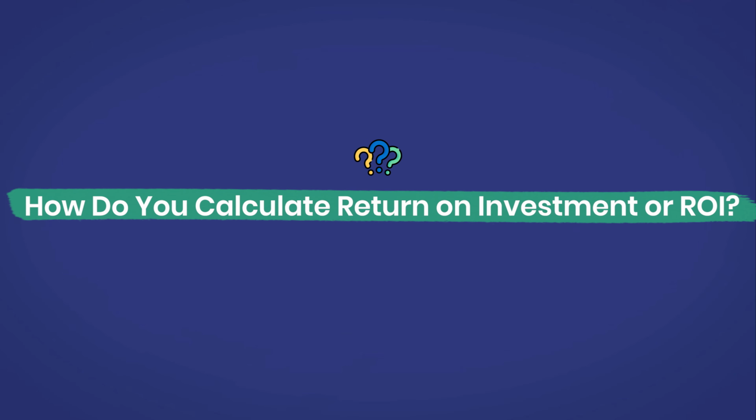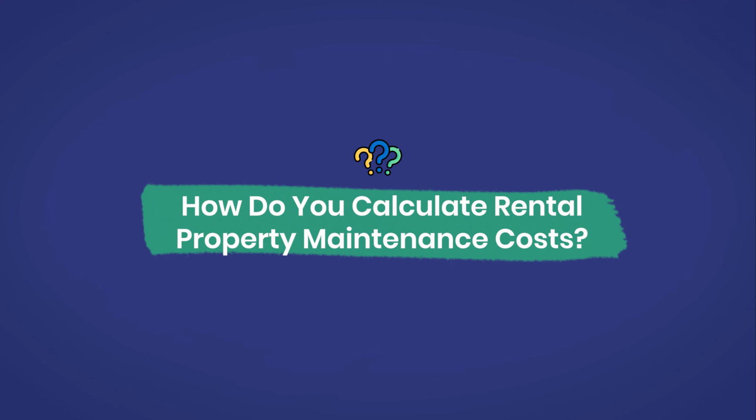Number 3, how do you calculate return on investment or ROI? With the 50% rule, 1% rule, or the square footage rule, you can quickly gauge the profitability of your rental property. Number 4, how do you calculate rental property maintenance costs? Just turn to our trusty rules again. For instance, the 1% rule suggests that for a $500,000 property, you're looking at about $5,000 yearly in maintenance.